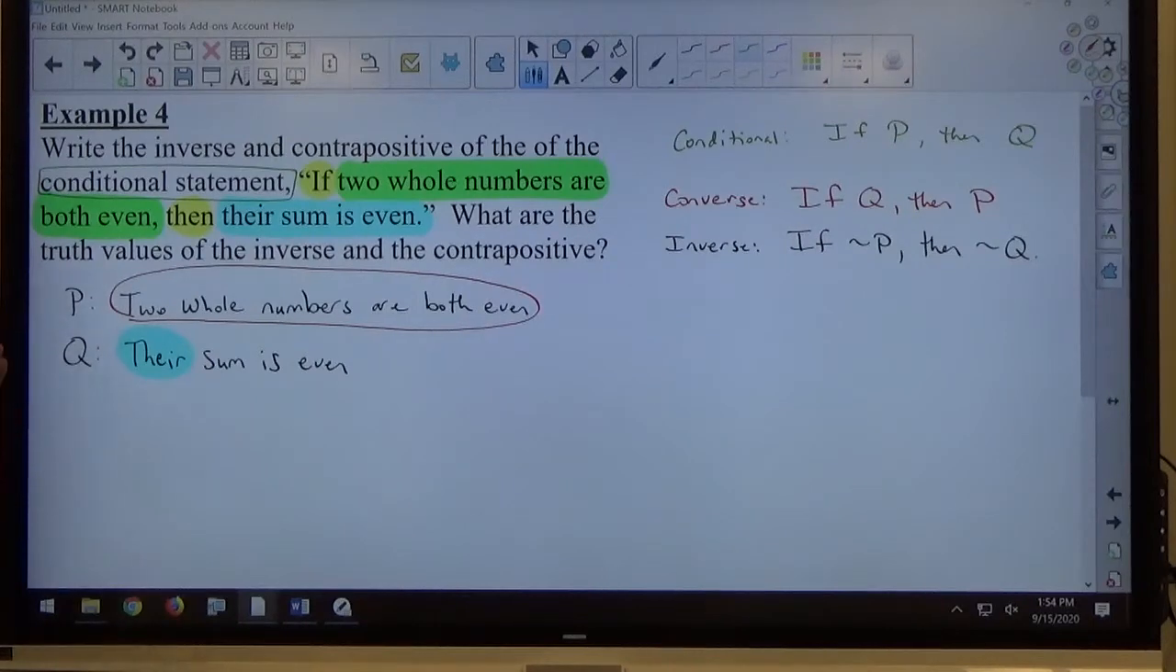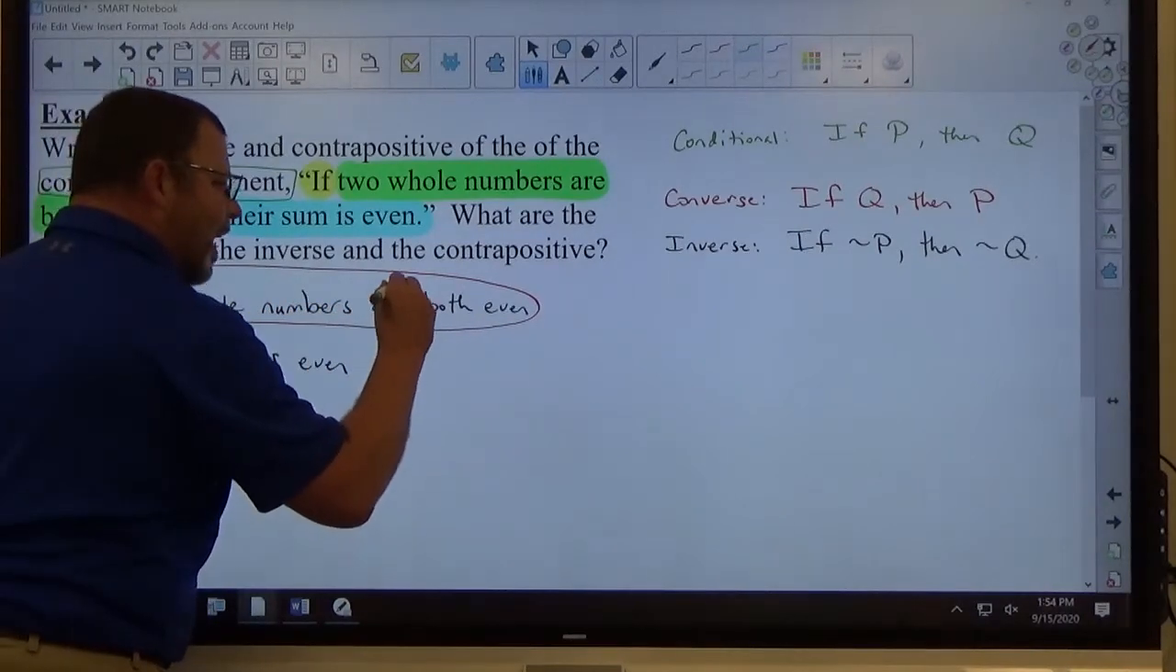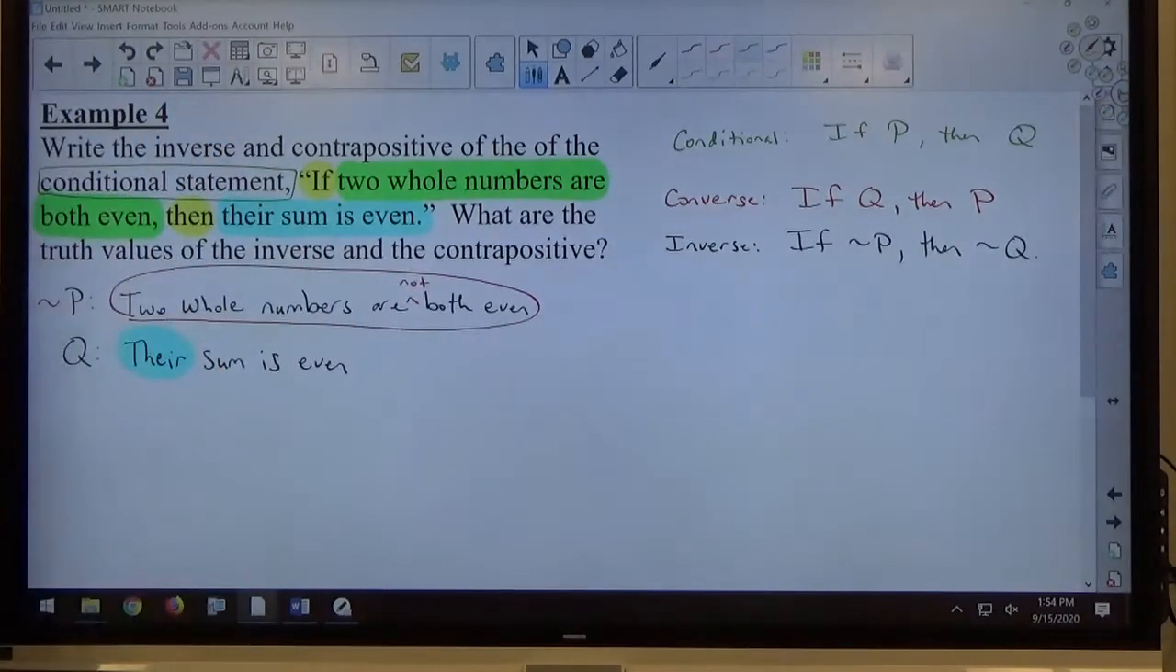So the way you make a negation here, if I want to make not P, I'm going to put the word not in front of both. Two numbers are not both even. That allows me to have two odd numbers, or one odd and one even, in whichever order. And again, you need to make sure you get as completely opposite as possible.